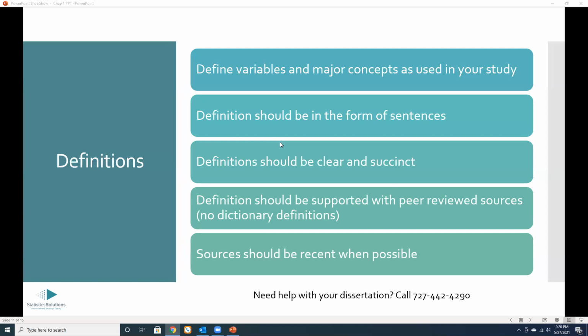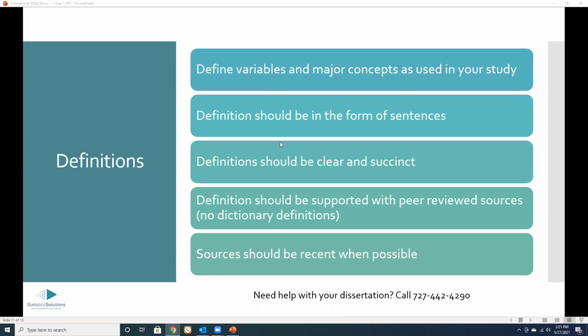Okay, so definitions should be in the form of sentences. They need to be clear and succinct. These are not discussions, right? There are many definitions of teacher effectiveness, and we don't care. That's maybe chapter 2 material, but for the definitions, it's just a clear and succinct definition of the term or the variable as you're using it.